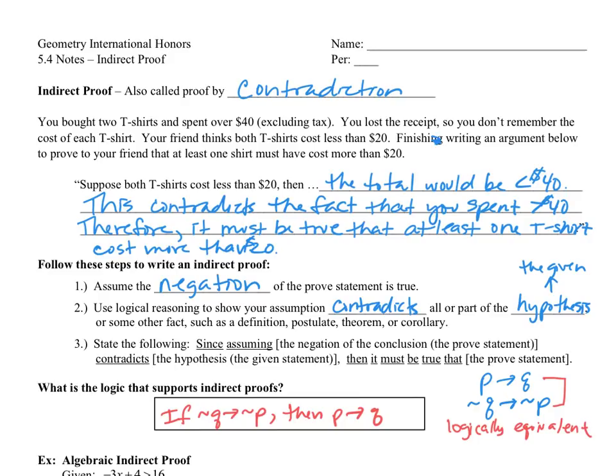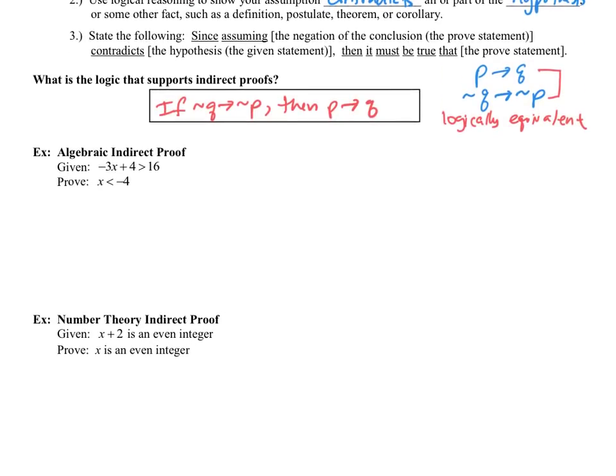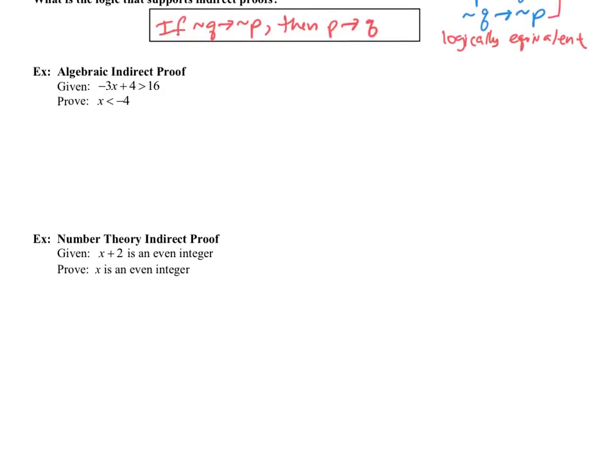So in other words, if we assume the negation of the conclusion of our proof statement and show that that leads to a contradiction of the hypothesis, then it must be true that the original hypothesis implies the original conclusion. So let's take a look at some examples of actually writing some indirect proofs. And we'll look at different types of proofs or different types of scenarios.